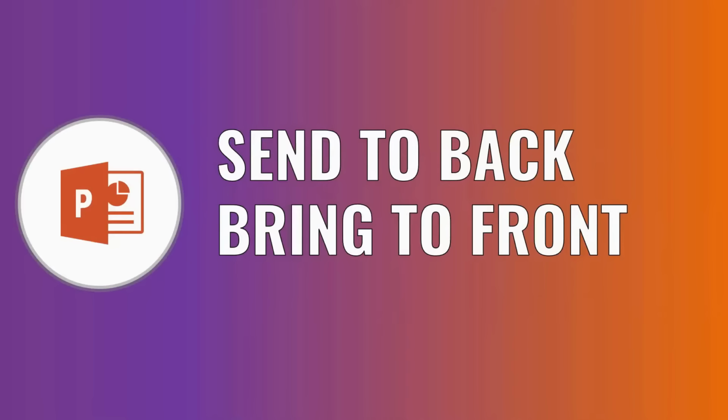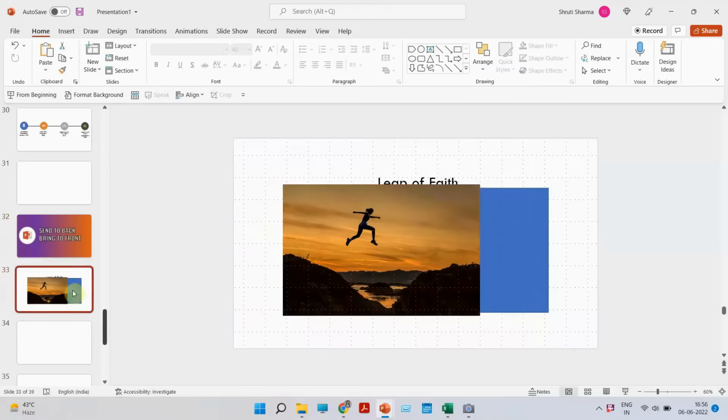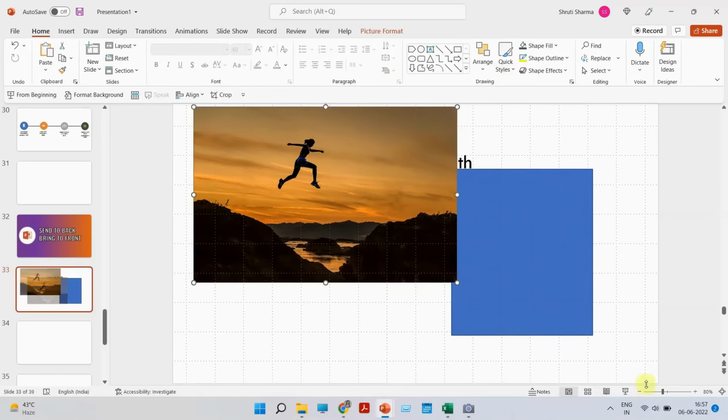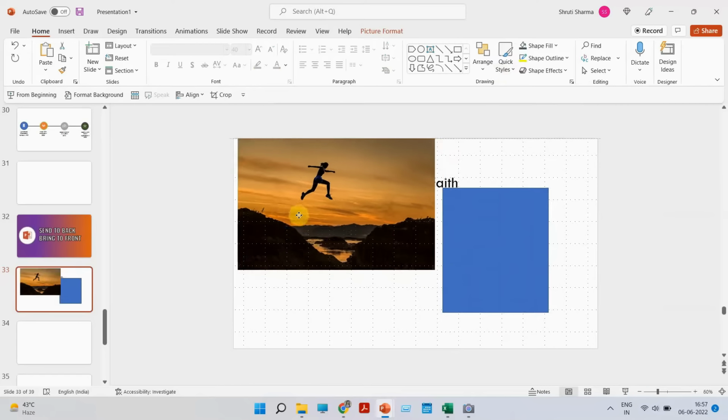Moving on to the last key point of today's video, how to send multiple elements to back or bring them to front. Also, let me show you where this is used and how important this feature is. If you look at this slide, there are 3 elements over here. There is an image, there is a shape and also a text. Now let's say we want this image to be in the background. We want this shape on top of the image like a transparency layer, and we want the text to be on top of that.